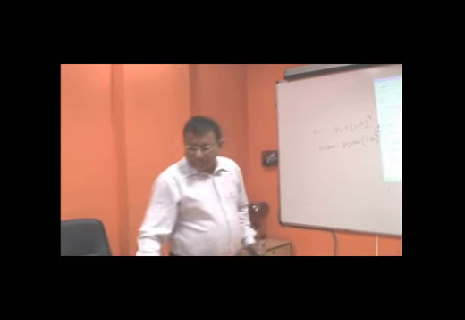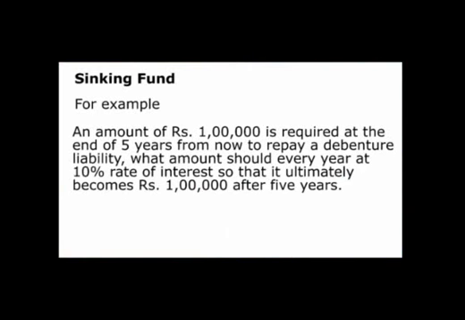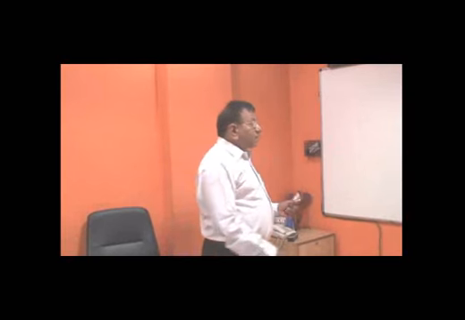Here is an example. Just see, an amount of rupees 1 lakh is required at the end of 5 years from now to repay a debenture liability. What amount should be invested every year at 10% rate of interest so that it ultimately becomes rupees 1 lakh after 5 years? So the question is very clear. The amount of 1 lakh rupees is required, and that amount is required at the end of 5 years. The rate of interest is 10%. Now we are interested in knowing the particular amount which we should invest every year. The amount should be the same, and ultimately it becomes 1 lakh rupees.